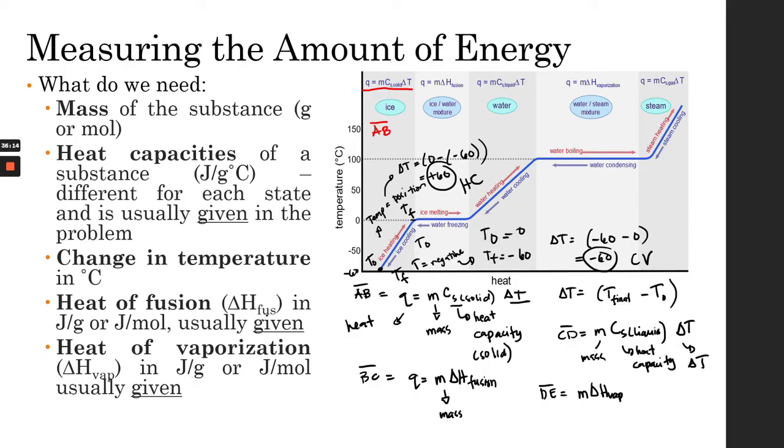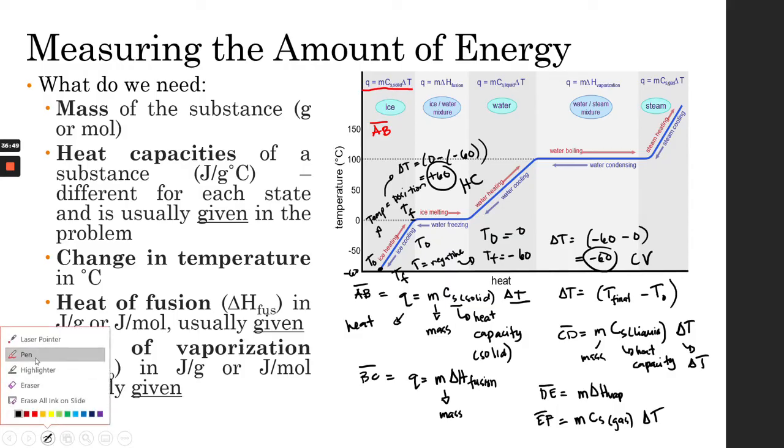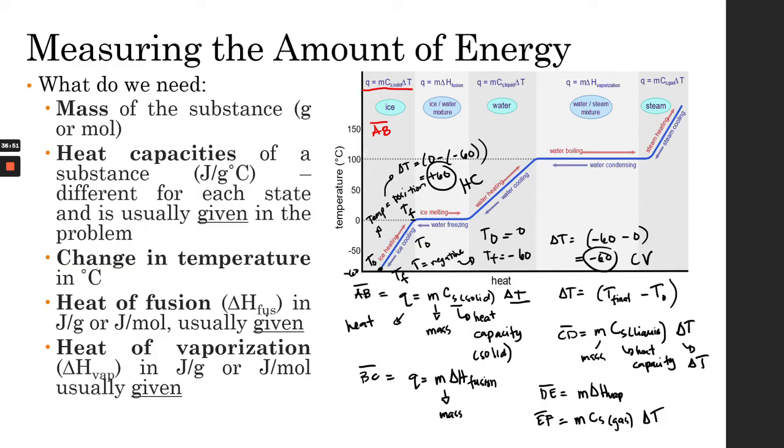And lastly, for E to F, again, there's a change in temperature. So what we have to use is mass multiplied by the heat capacity, but this time it's in gas form, and then the change in temperature. These are the equations that you use to measure the different amounts of heat being released or being absorbed by the system. So these top equations right here.